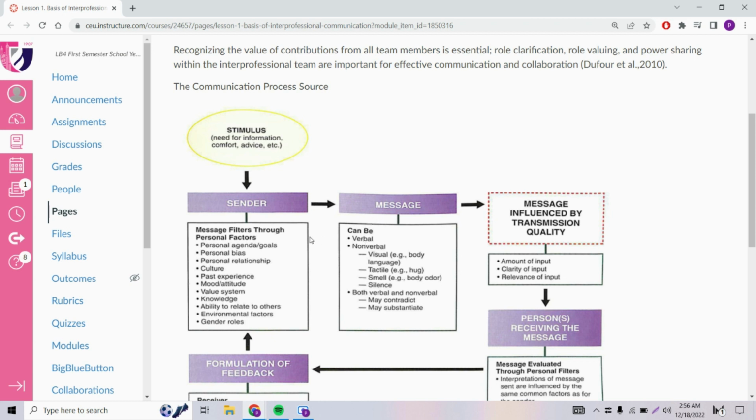Now, the sender, or in this case, the patient, could relay the message in two ways. Number one would be verbal. When you say verbal, via words. And the second one would be nonverbal. Now, nonverbal, class, is rarely noticed talaga to, but it's very commonly done by humans. Nonverbal could come in body language, which is a visual form. Tactile, when you say tactile, it's more of skin to skin. Example is hugging. Then smell, body odor, and silence. Silence, class, is the most common.